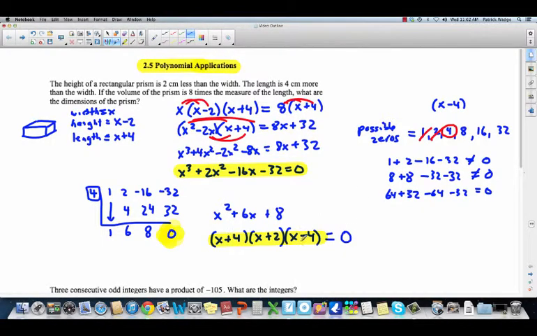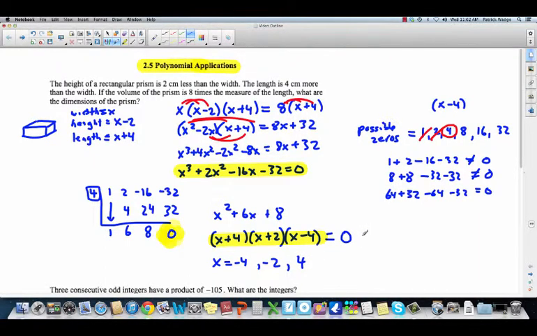Okay, if this is all equal to 0, one of these brackets or two of these brackets or three of these brackets must equal 0. What would make the first one equal 0? Negative 4. What would make the second one equal 0? Negative 2. What would make the third one equal 0? 4. So those are our possible answers.